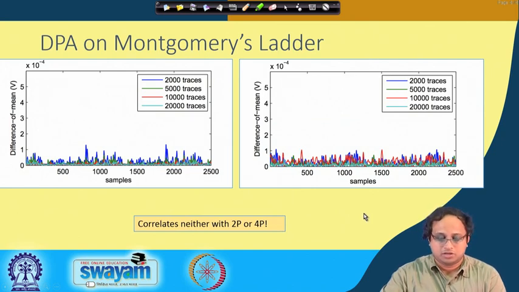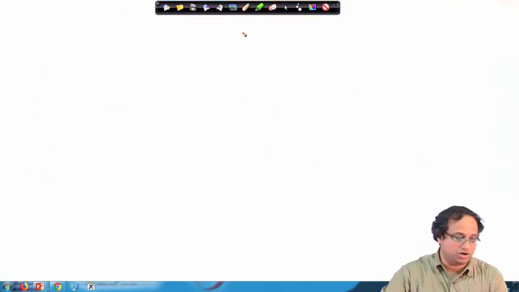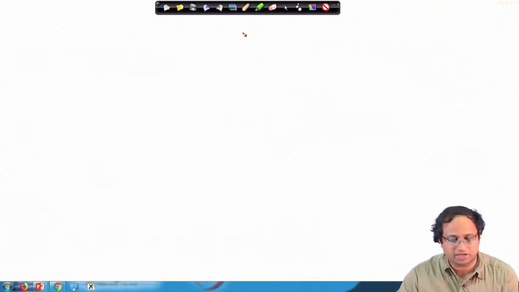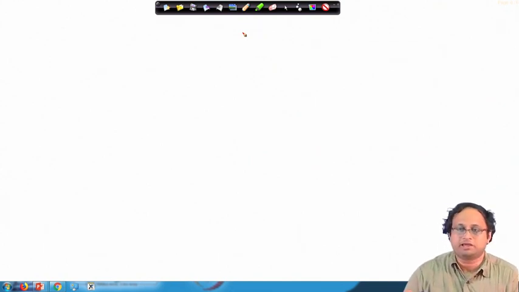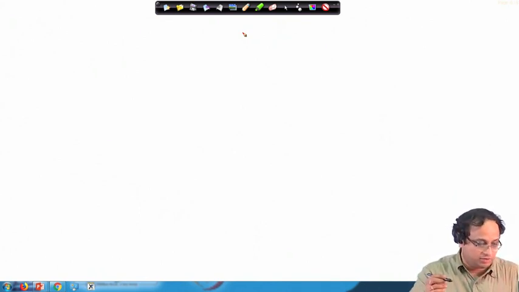So there is another class of attack which I would like to consider here, and it is what is called doubling attacks. So we will try to see how the doubling attack works.